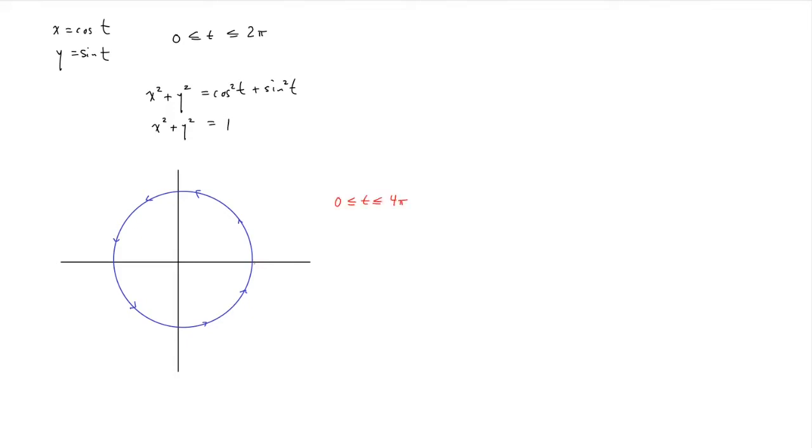Suppose instead we had let t go from 0 to 4 pi. Well, we would have the same curve, except now we'd be going around it twice. From 0 to 2 pi, that's once around the curve, but then from 2 pi to 4 pi, that's a second trip around the curve.